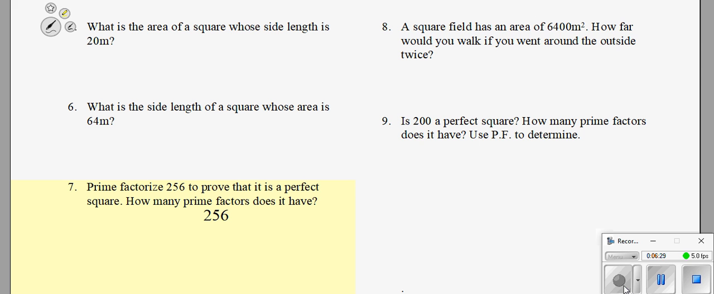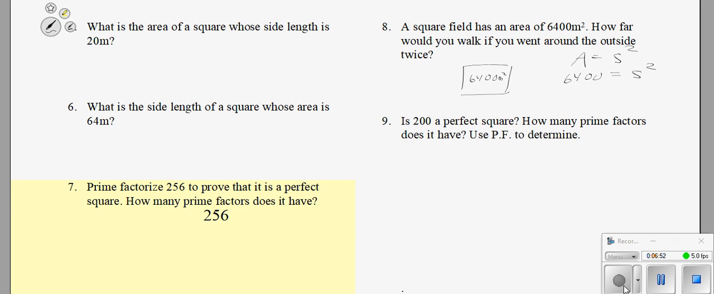Question number 8 says a square field has an area of 6,400 square meters. How far would you walk around it if you went around it twice? So if I drew my square here and said the area is 6,400 meters squared, and the area of that square is side squared, or 6,400 is equal to side squared, what would I do to both sides to figure out the side length?